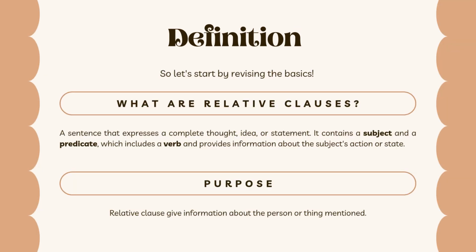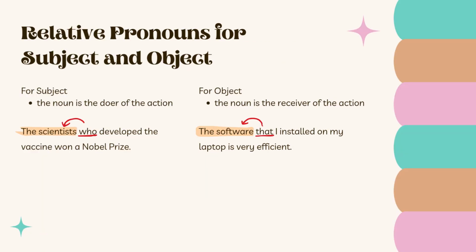So, what are relative clauses? A relative clause is a sentence that expresses a complete thought, idea, or statement. It contains a subject, which tells about the sentence, and a predicate, which includes a verb and provides more information about the subject, action, or state. So, what is the purpose of a relative clause? The purpose of relative clauses is to give information about the person or thing mentioned.